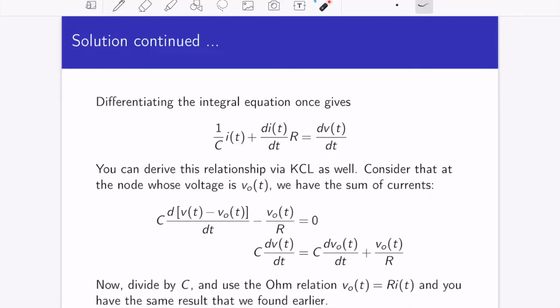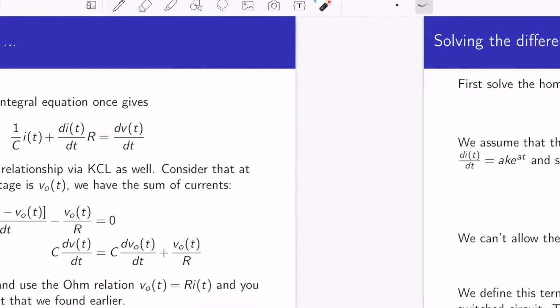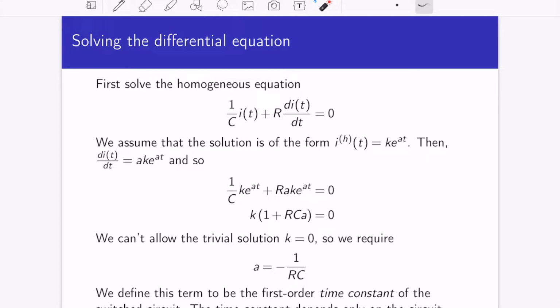So this will become our working equation. We could also do the same thing using KCL and write the equation at the node whose voltage is the output voltage V out of t, and we can get the sum of currents in the same way. It's just a little more intuitive to do using KVL.